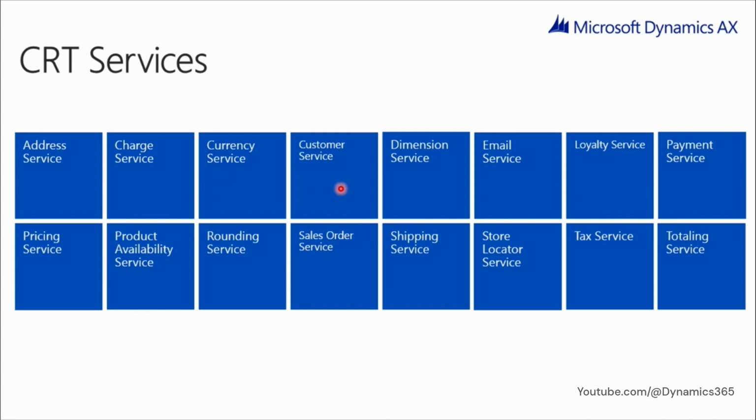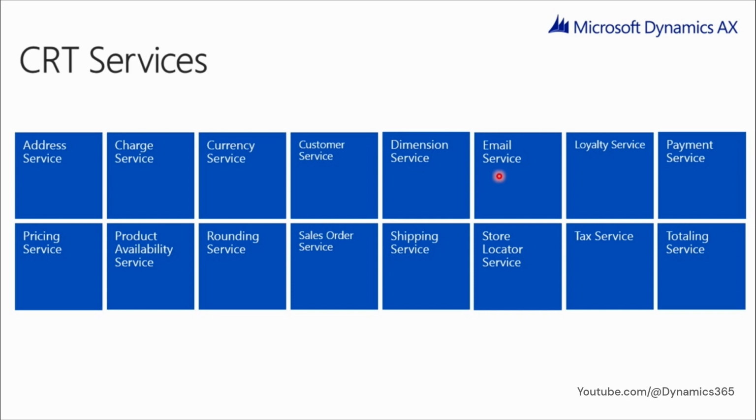Next would be the customer service. This is the service used to maintain customer information, for example, the customer's birth date or the information about the address of a customer. All this data gets pulled through this particular service. Moving on, next would be the dimension service, which enables customers to find items in your store based on criteria like category or color.